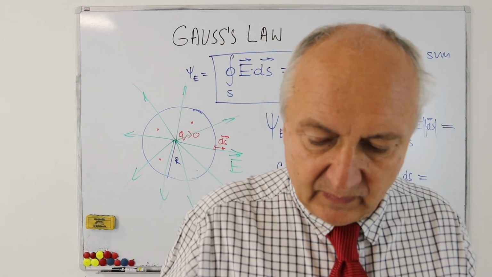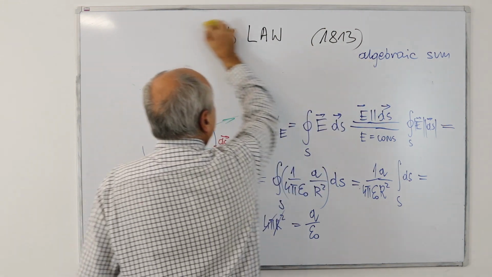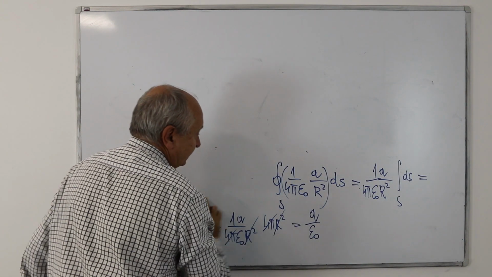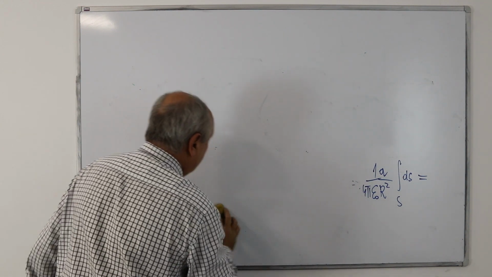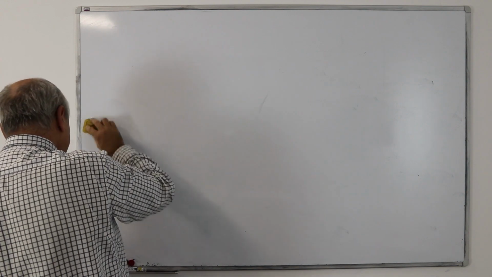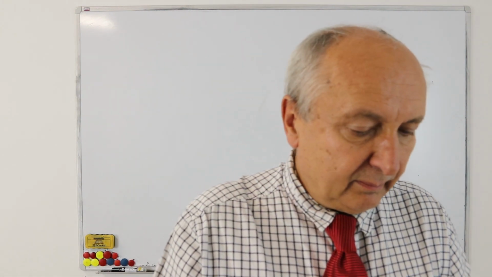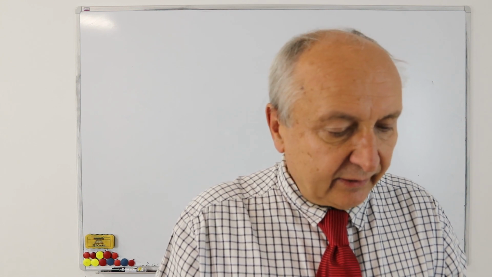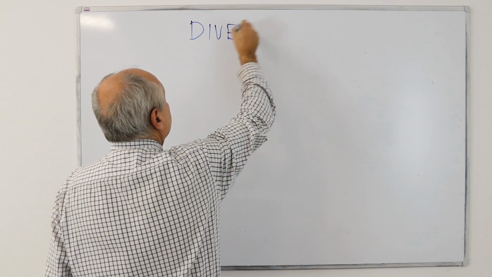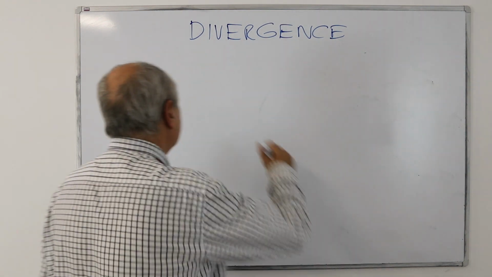And now, mathematical supplement. This was the integral form of Gauss law. We will learn about the differential point form of this law, but before I make it, I will present to you a mathematical supplement. Divergence. Definition of divergence.